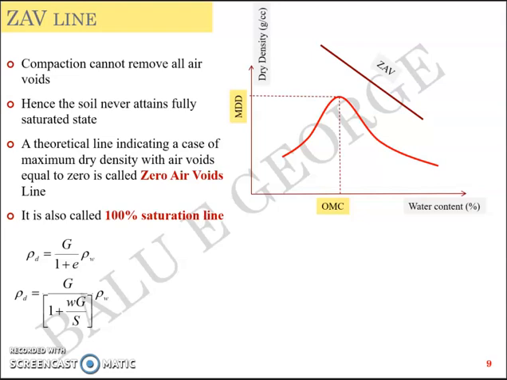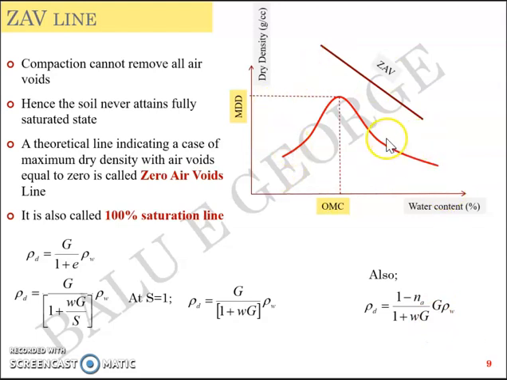But we were saying that ZAV is also called the 100% saturation line, which means S is equal to 1, right? So I can rewrite the equation as G by 1 plus wG into rho w. Also, I can rewrite that equation in a different representation, 1 minus na by 1 plus wG into G rho w. So these two equations will help you to solve the problems related to the zero air voids line and the compaction.